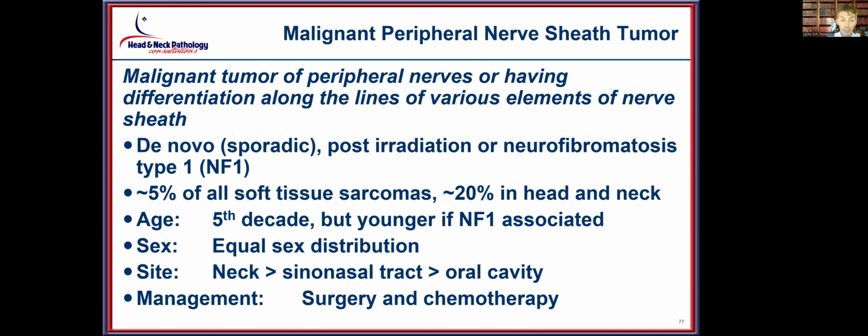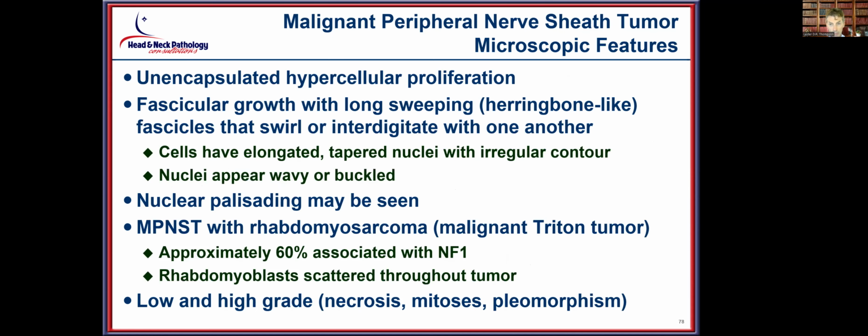As you can tell, it is at an older decade initially, except if it is NF1 associated, then it tends to occur at a younger group. A fascicular architecture of these long sweeping or herringbone type appearances are quite frequent for malignant peripheral nerve sheath tumor. They have kind of elongated or tapered nuclei with an irregular contour, and then of course that wavy or buckled appearance to the nucleus can be quite characteristic as well. Nuclear palisading can be seen, and sometimes even a peritheliomatous distribution will be identified with an MPNST as well.